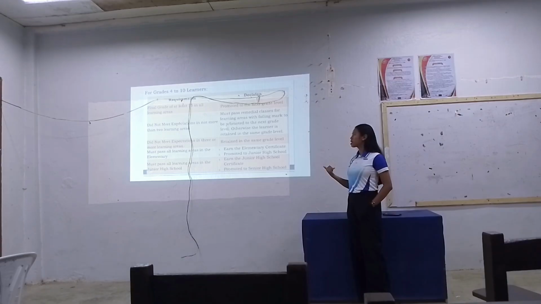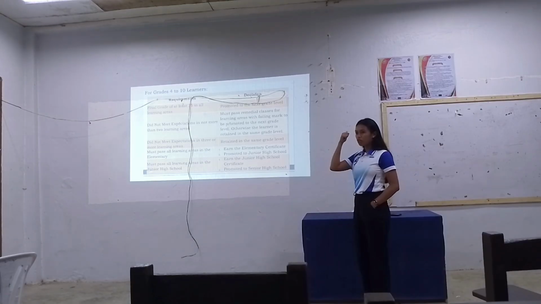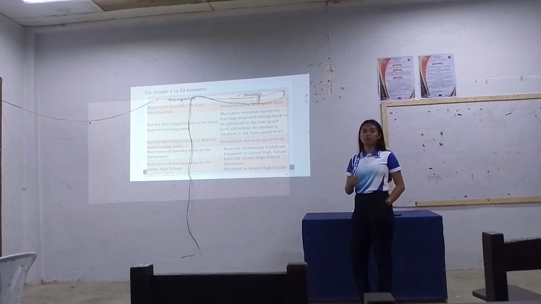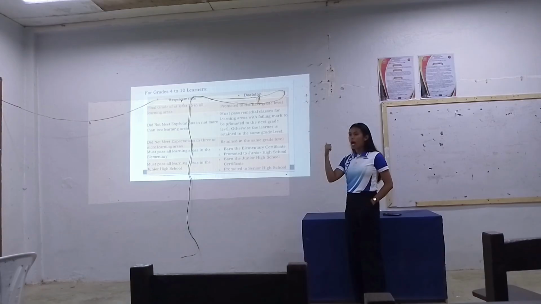You are promoted. You must pass all the learning areas in junior high school, earn the junior high school certificate, and be promoted to senior high school. The certificate is very important when you enroll. It is important for the requirements, so that you can be promoted or proceed to the next level. If you pass junior high school and earn your certificate, you can proceed.